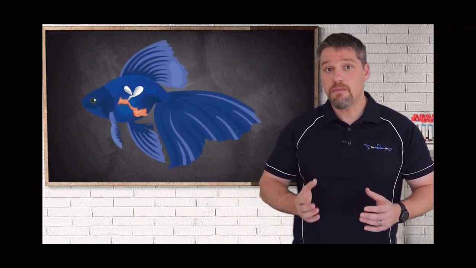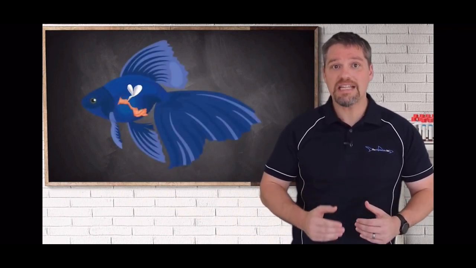Another cause can be blockage of the pneumatic duct. Remember, that's that connection between the gas bladder and the esophagus. This can lead to a reduced ability to take in or release air, resulting in buoyancy disorders. Another cause can be twisting or torsion of the gas bladder, preventing it from functioning, resulting in both positively and negatively buoyant fish.